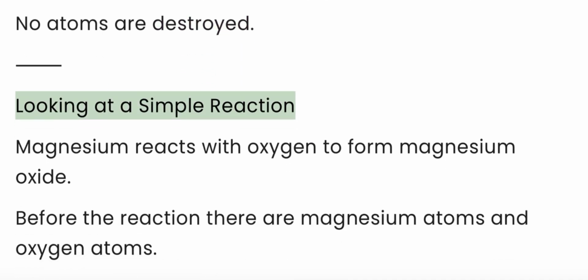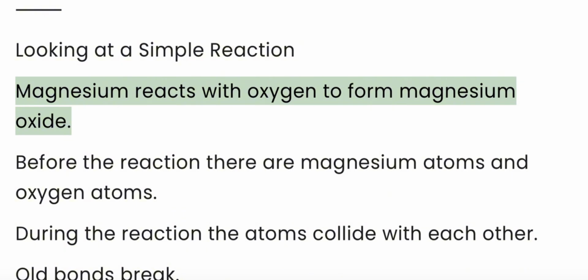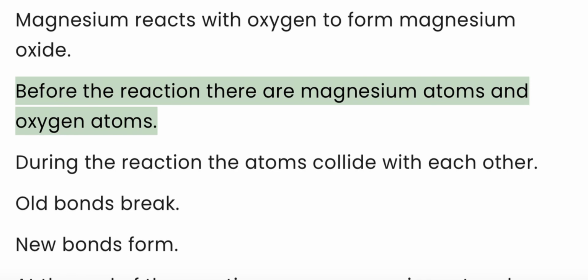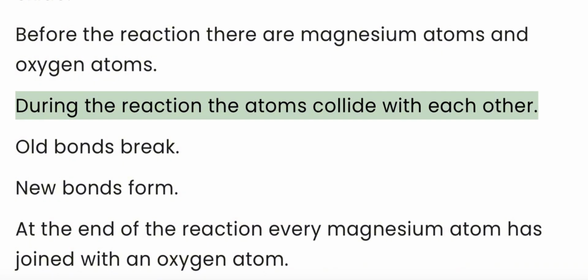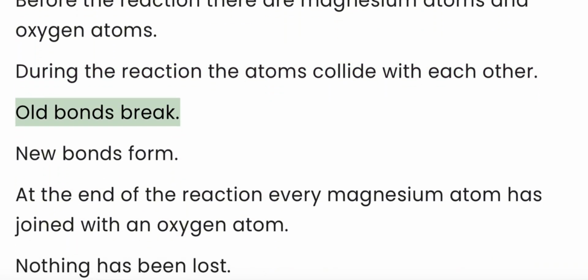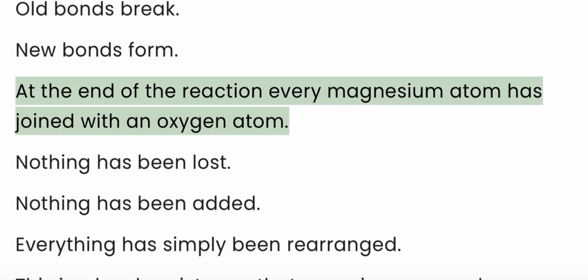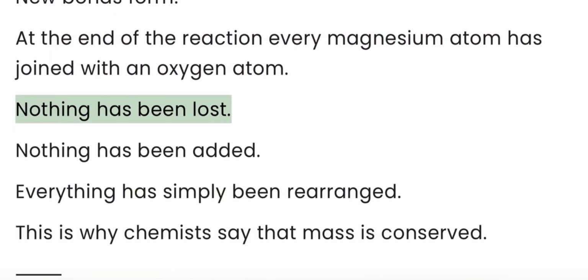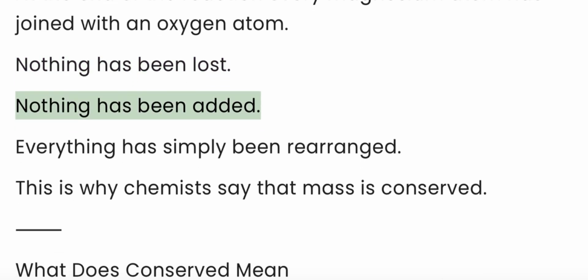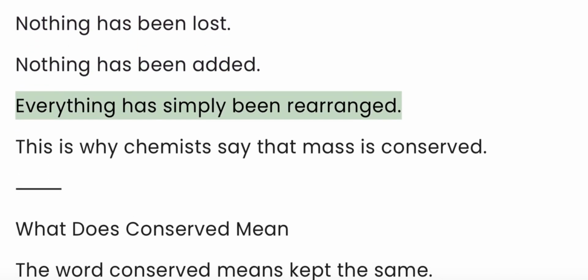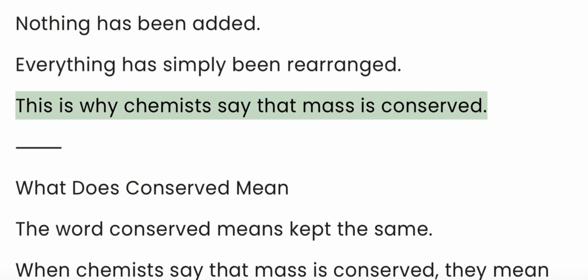Looking at a simple reaction. Magnesium reacts with oxygen to form magnesium oxide. Before the reaction, there are magnesium atoms and oxygen atoms. During the reaction, the atoms collide with each other. Old bonds break. New bonds form. At the end of the reaction, every magnesium atom has joined with an oxygen atom. Nothing has been lost. Nothing has been added. Everything has simply been rearranged. This is why chemists say that mass is conserved.